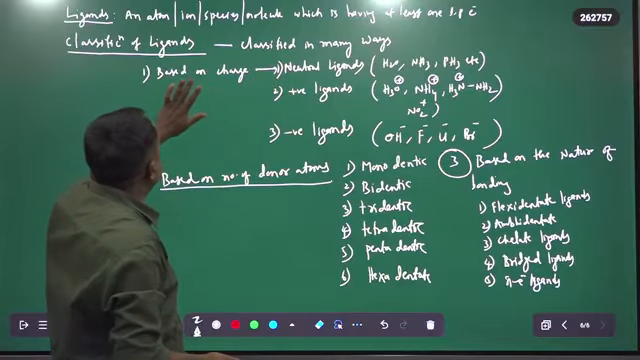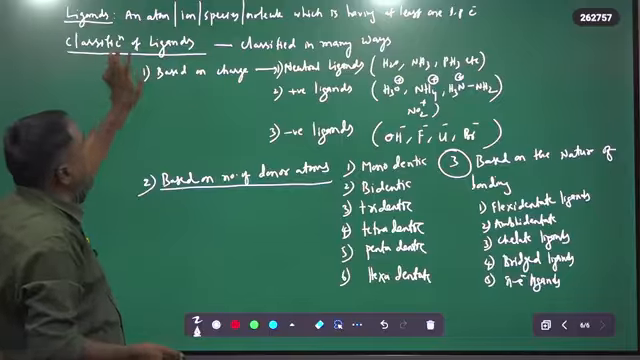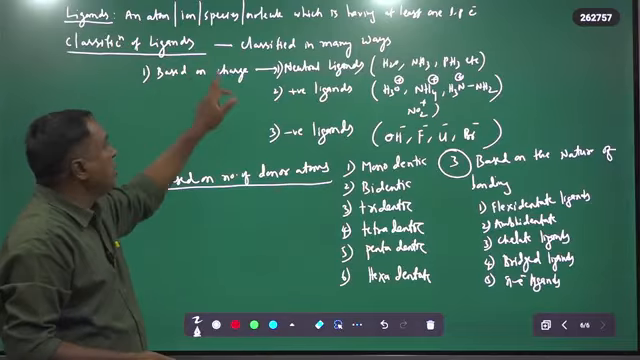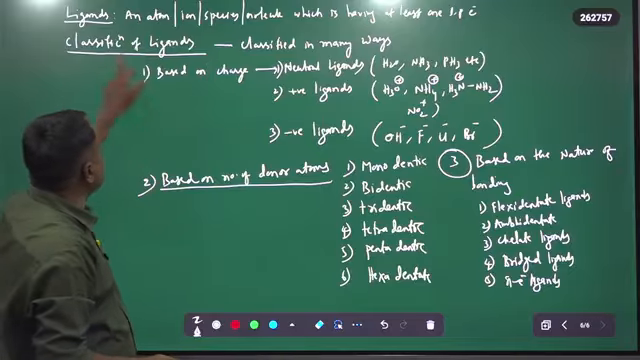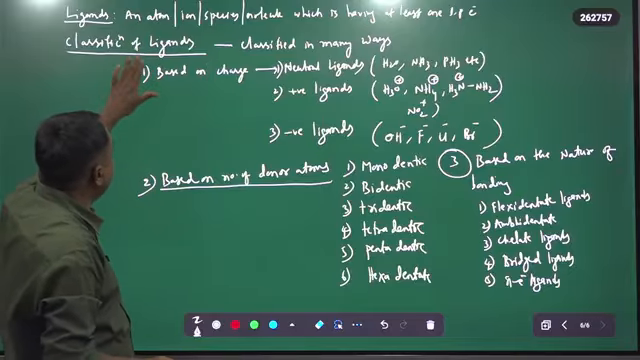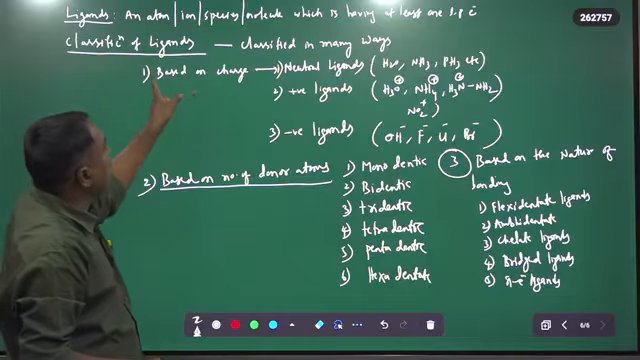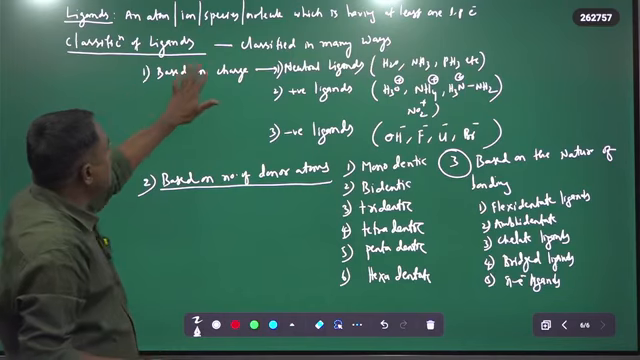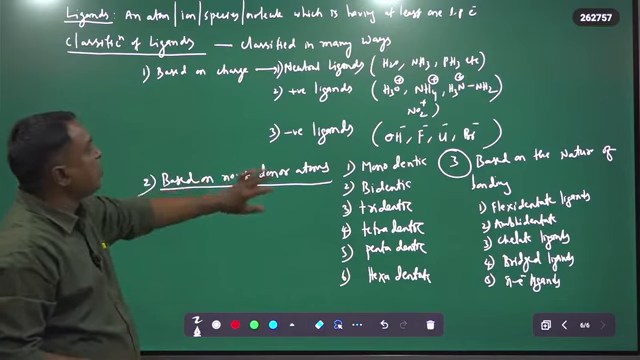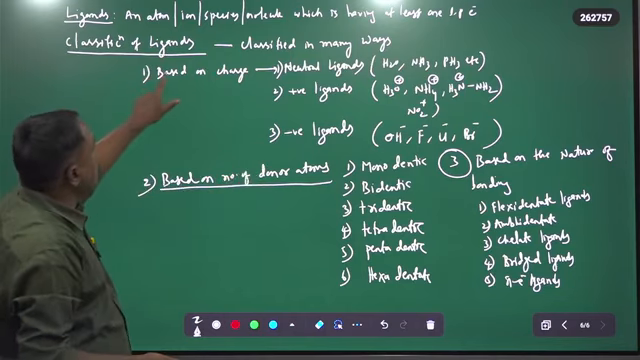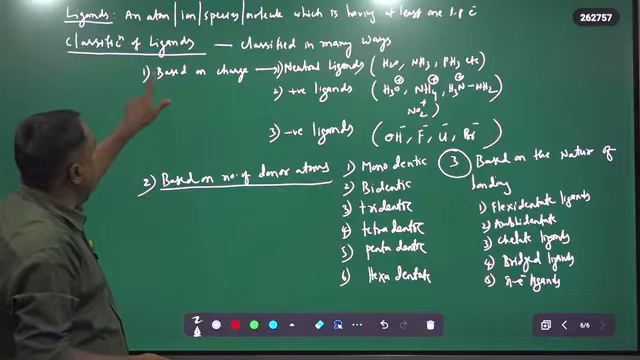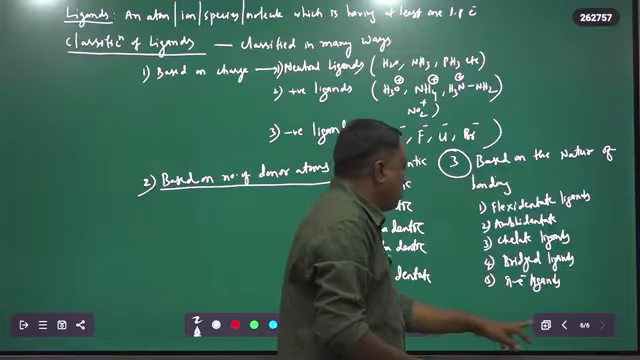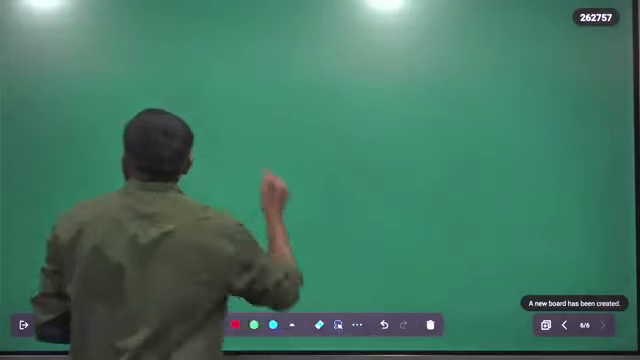Now let us discuss the classification of ligands based on charge and number of donor atoms. Number 1 is based on charge, number 2 is based on number of donor atoms. How are ligands classified into these?